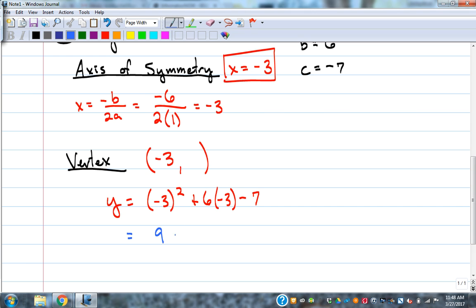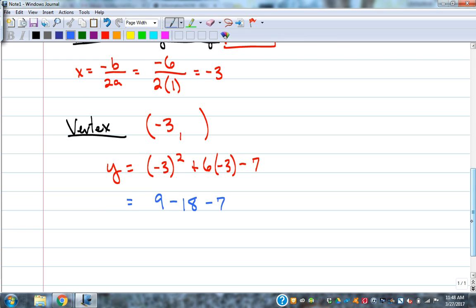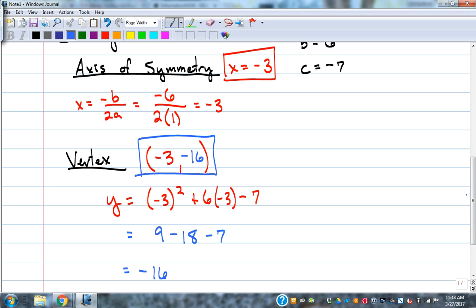6 times negative 3 is negative 18, minus 7. So 9 minus 18 is negative 9. Minus 7 would be negative 16. So there's the vertex of this parabola or this quadratic. It has an axis of symmetry at x equals negative 3 and a vertex at (-3, -16).